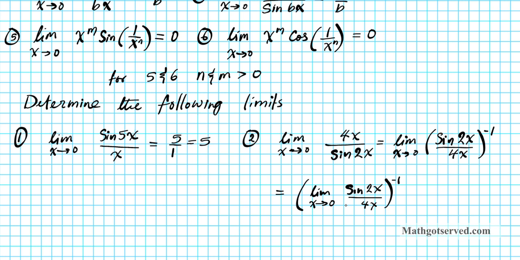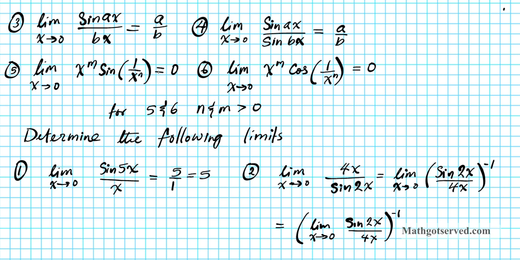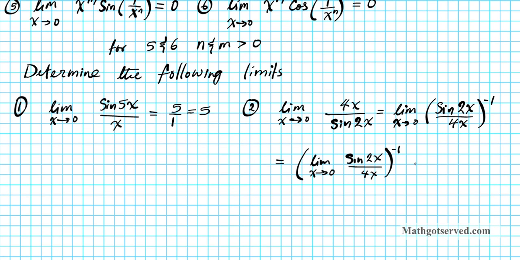Okay? So what is this limit in here? This limit is just like the a over b situation, ax over bx. So this is simply going to become 2 over 4 raised to the -1. 2 over 4 reduces to 1/2. And the reciprocal of 1/2 is 2. So there goes your limit. Okay?